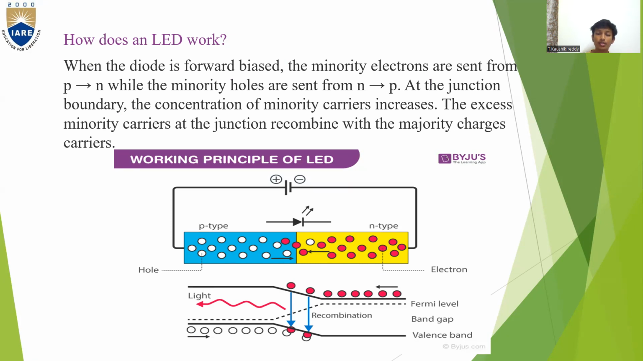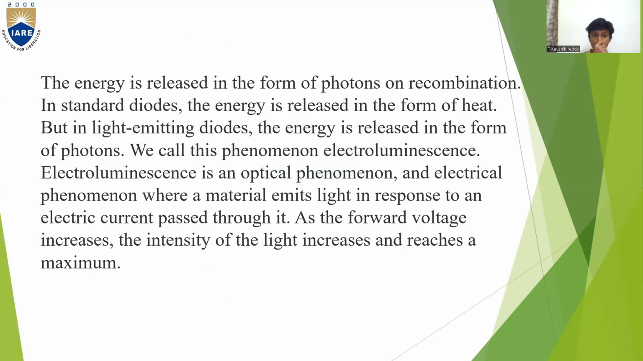Working principle of LED. So the down one is the working diagram of an LED, where the electrons are sent from P to N and the minority holes are sent from N to P, and which has a Fermi level, band gap and valence band. Next, the energy is released in the form of photons on recombination.